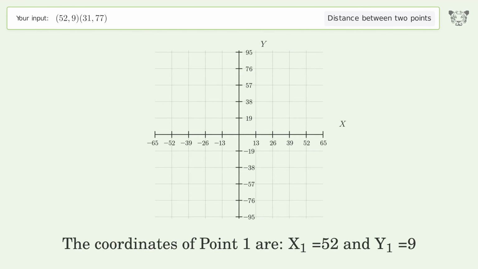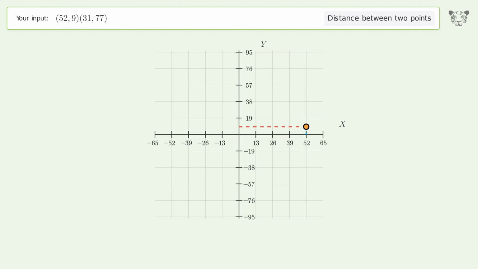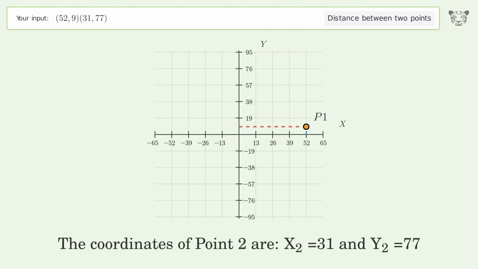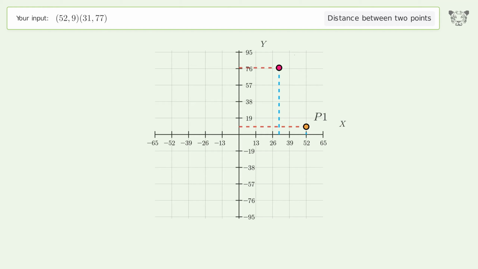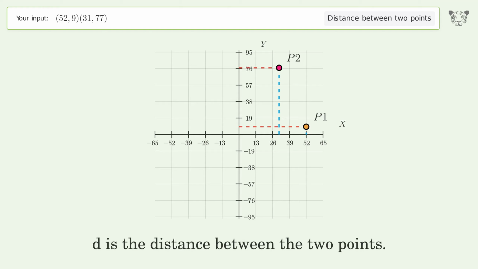The coordinates of point 1 are, x1 equals 52 and y1 equals 9. The coordinates of point 2 are, x2 equals 31 and y2 equals 77. D is the distance between the 2 points.